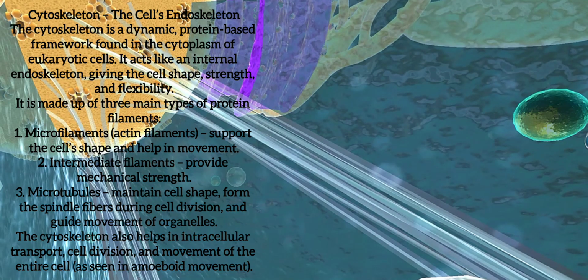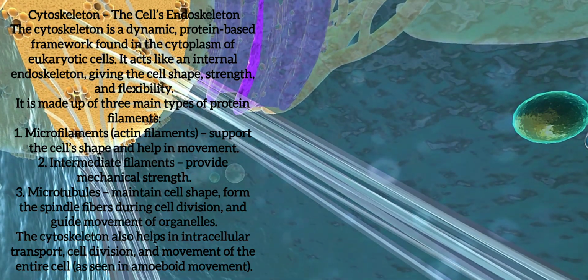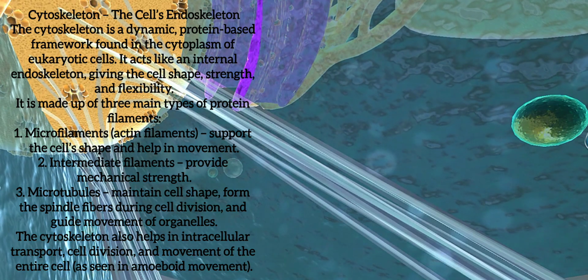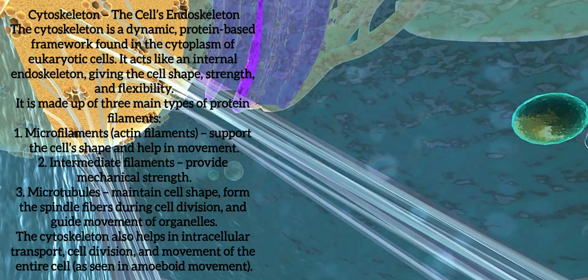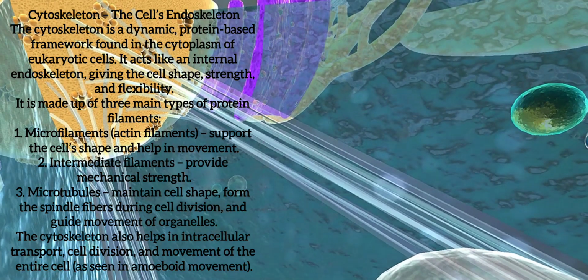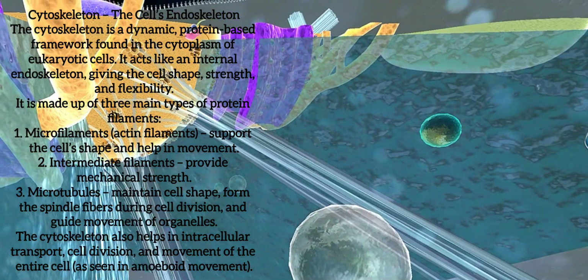Cytoskeleton, the cell's endoskeleton. The cytoskeleton is a dynamic, protein-based framework found in the cytoplasm of eukaryotic cells. It acts like an internal endoskeleton, giving the cell shape, strength, and flexibility. It is made up of three main types of protein filaments.